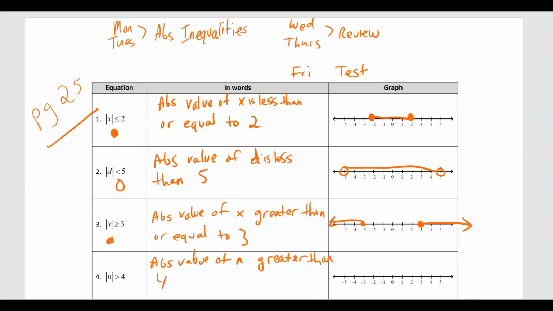Down here, absolute value of n is greater than 4. So numbers that work had to be bigger than 4. So starting at 4.00001 would work. And -4.000 whatever till infinity. And then with a 1 thrown onto it. All those numbers work. 5, 6, 7, 5.5, 6, 6.25. Whether it's positive or negative, when you take the absolute value of it, it's going to be greater than 4.